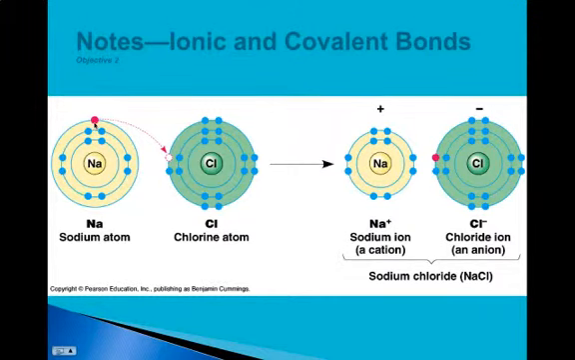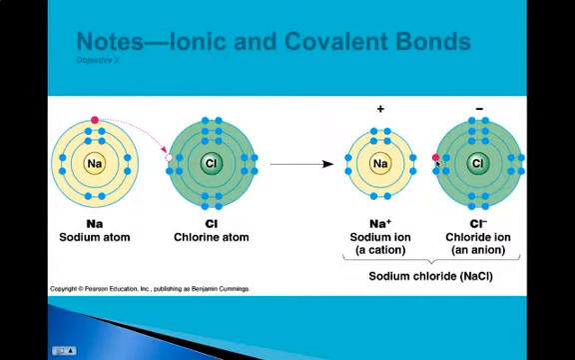Instead, it's just going to say, hey, I'll give you this electron. It transfers that electron over, and we now have 2 charged ions. Because sodium lost an electron, it became positively charged. That's why there's a positive right here, and that's why you write it Na+. That's sodium with a positive charge on it.